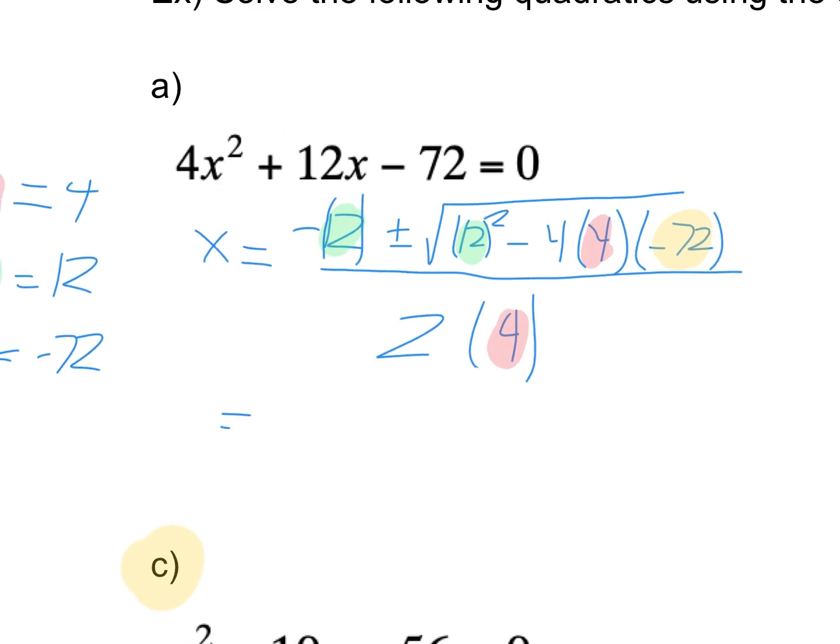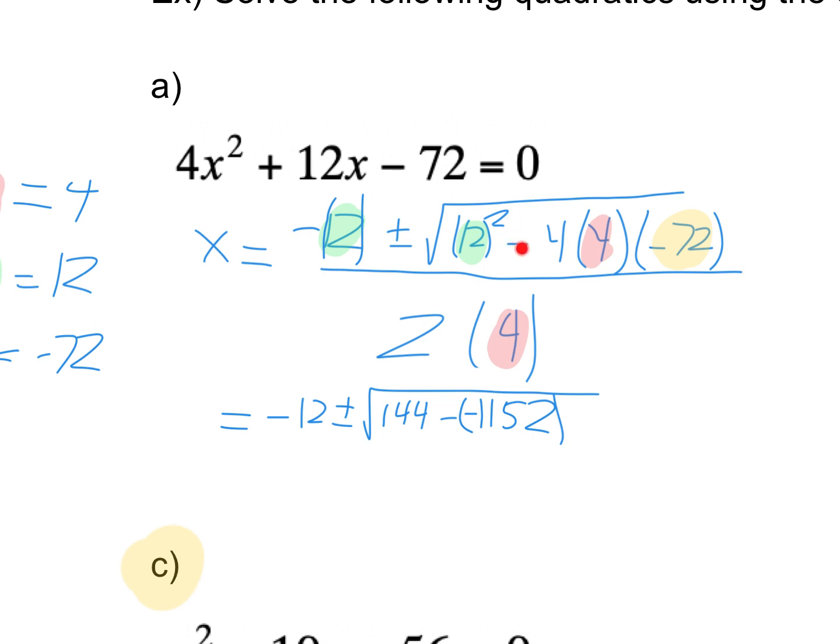If we start simplifying, I will have negative 12 plus or minus the square root. And now, what is 12 squared? You can use your calculator, but that should equal 144. Then we have minus, and then this whole product. So minus, and then you can plug all three of these into your calculator: 4 times 4 times negative 72. And we should get 1,152, but it was negative.